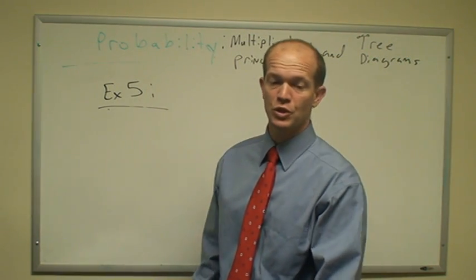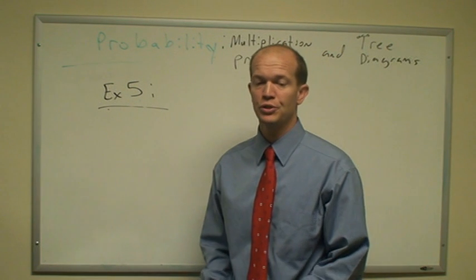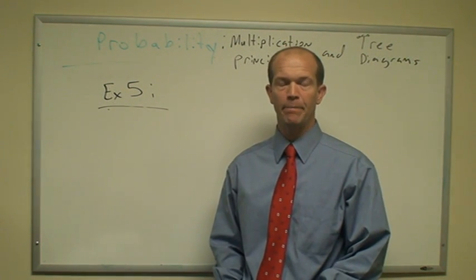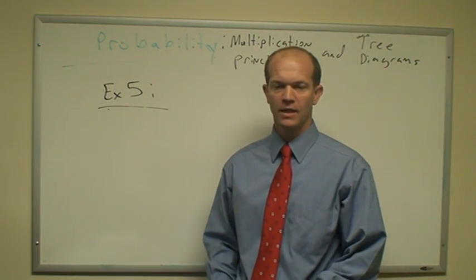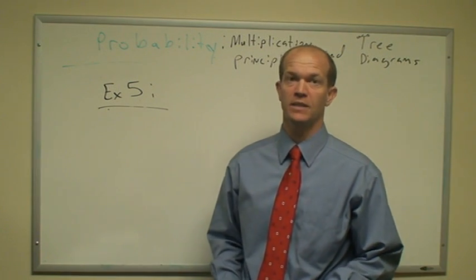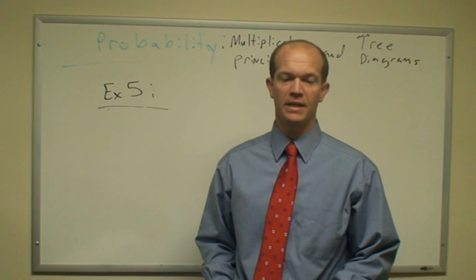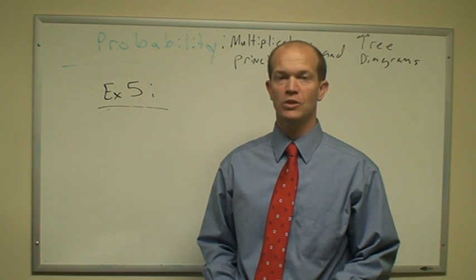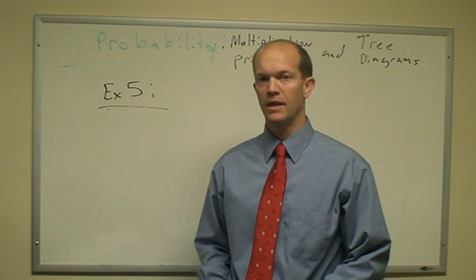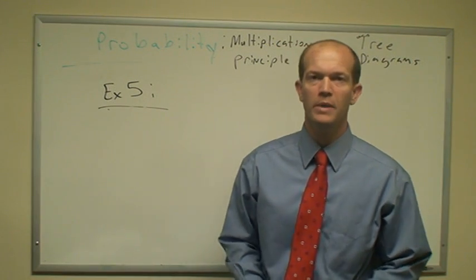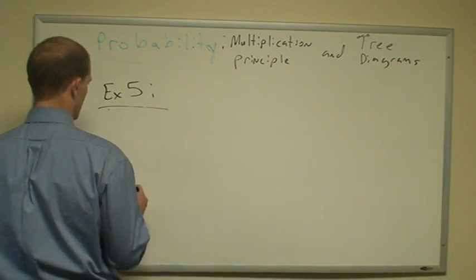In example 5, we're told a certain medical diagnostic test is used to determine if people have pinkyitis. It's known that 1 in 1,300 Americans has the disease. The test correctly diagnoses the presence of pinkyitis 97% of the time, and it correctly diagnoses the absence of the disease 98% of the time. Let's draw a probability tree to represent the situation.